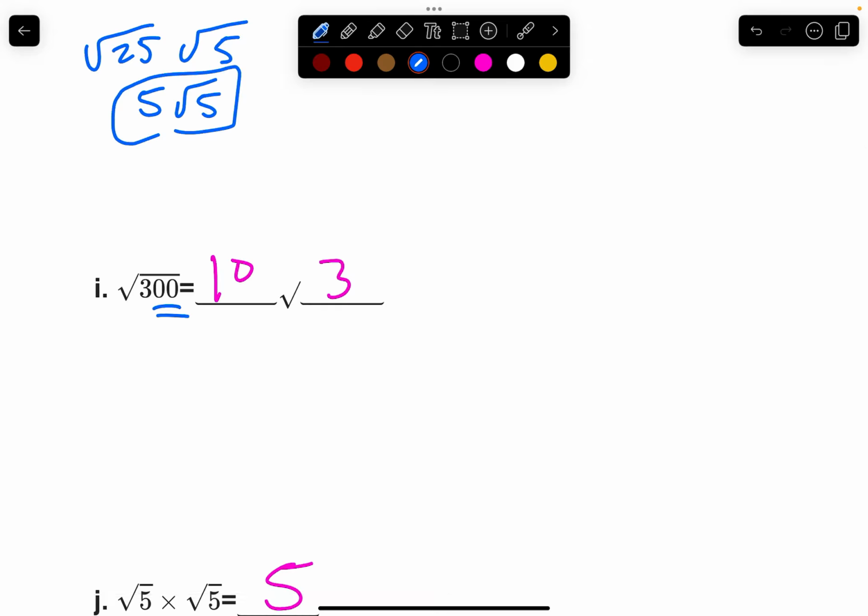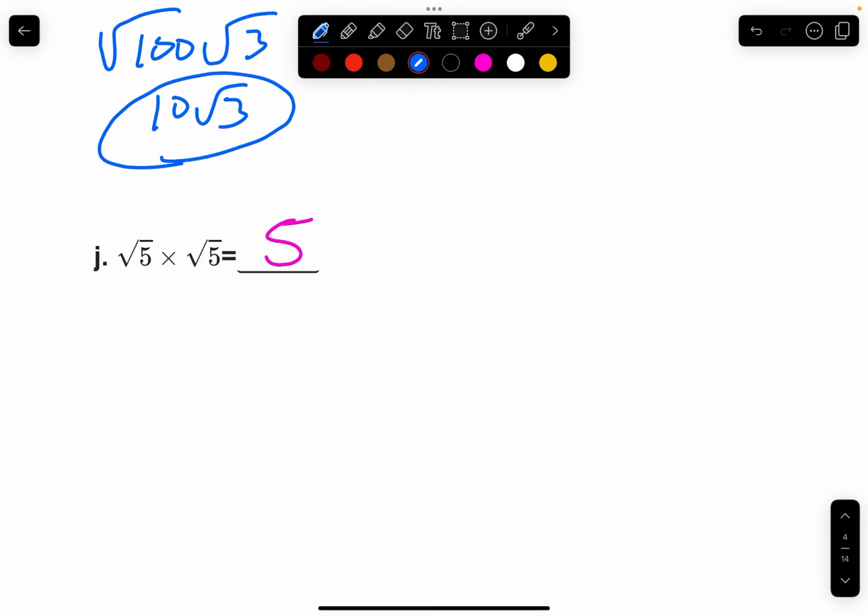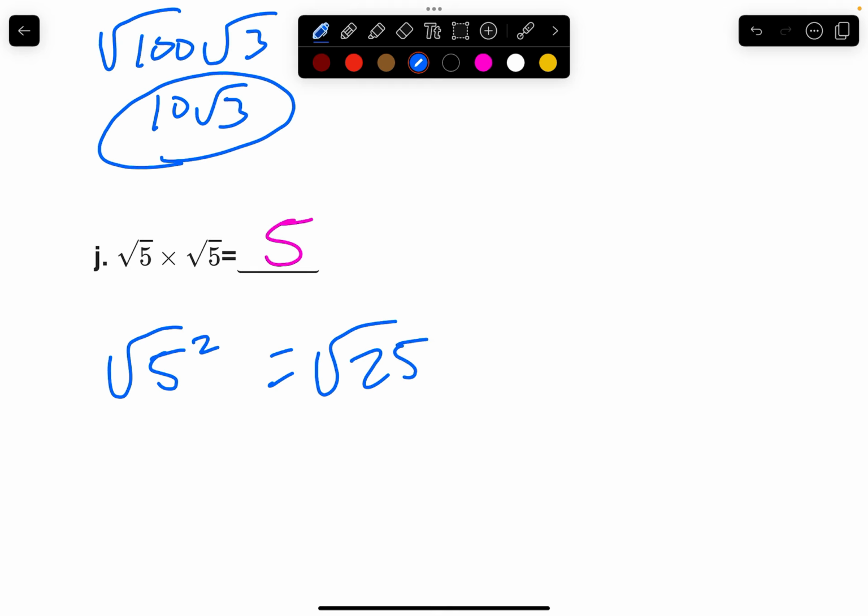Ooh, if it ends in 2 zeros, you can always pull out a 100. So this would be square root of 100 times the square root of 3. Got it. And then if it's the same number, it's just going to be the whole number, right? This is like root 5 squared, which is the same as root 25. These are all the same.